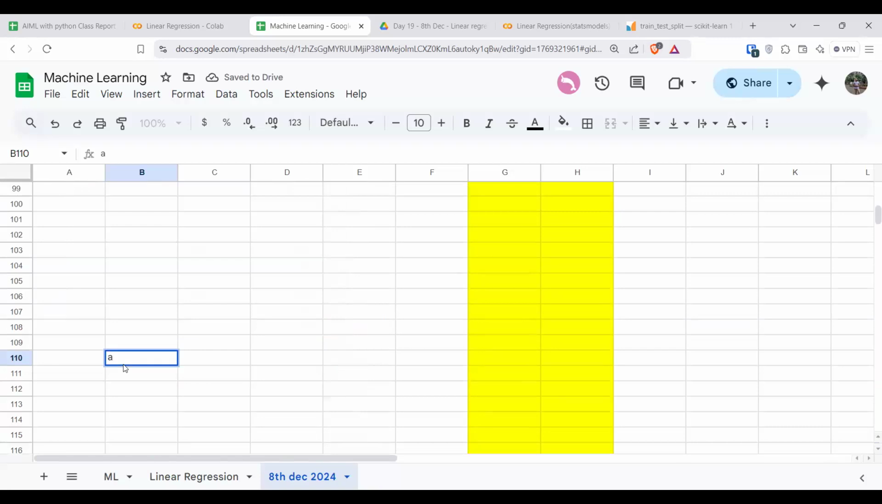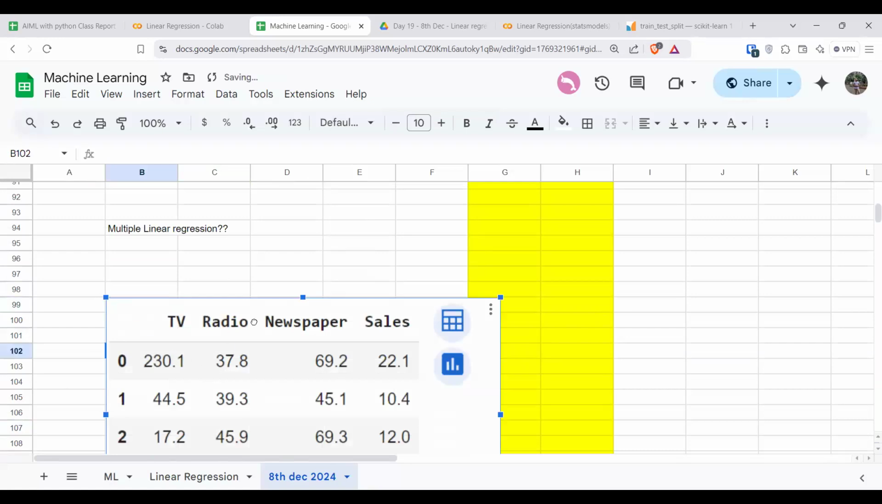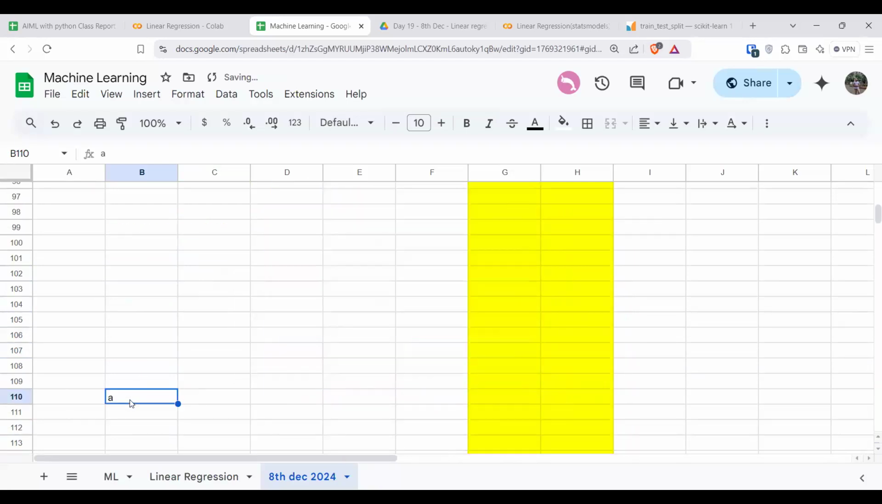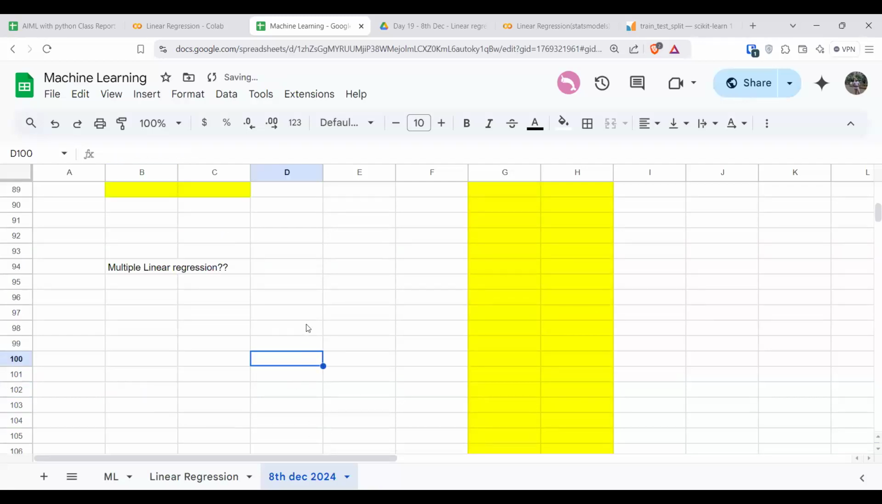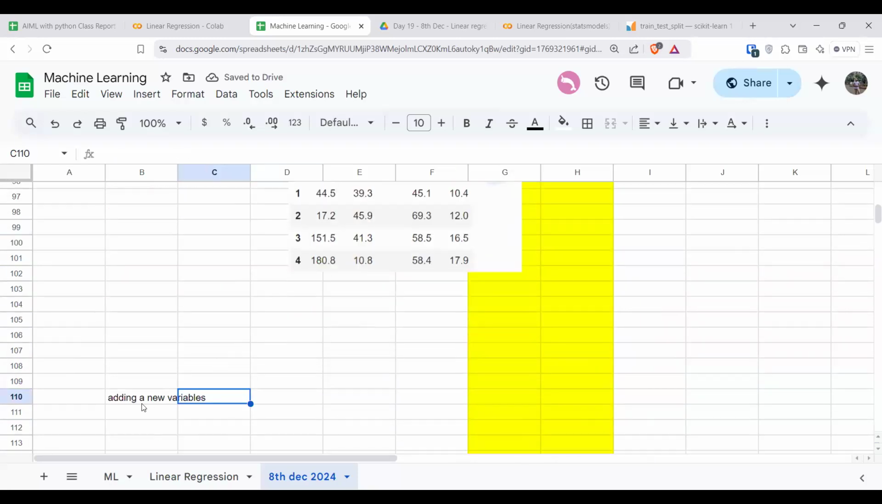So simply adding a new variable is not the same. Simply adding new variables will not be easy, right? Adding a new variable has many new problems associated with it. And how do you approach them? Let us try to understand that.